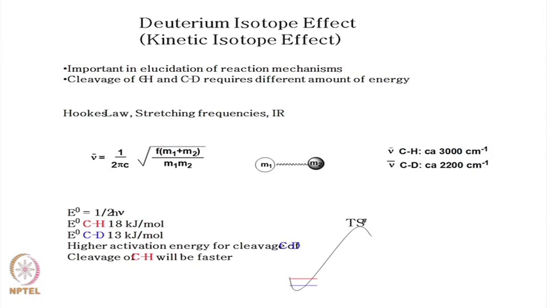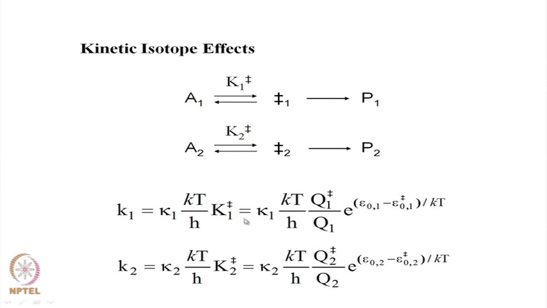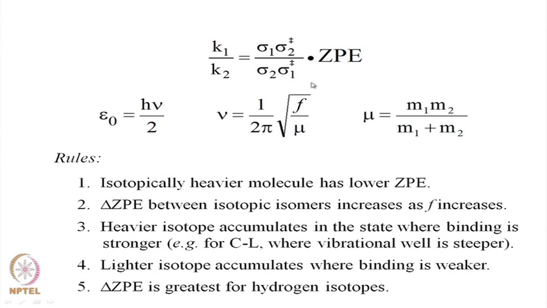Okay. So, if we go back to the earlier slide, you see that after doing these calculations using absolute reaction rate theory, with certain approximations we get this expression, that it indeed depends on this k1 by k2 ratio, which depends on the zero point energy, that is the difference in zero point energy of the concerned bond. It is very important, and an isotopically heavier molecule naturally will have lower zero point energy.